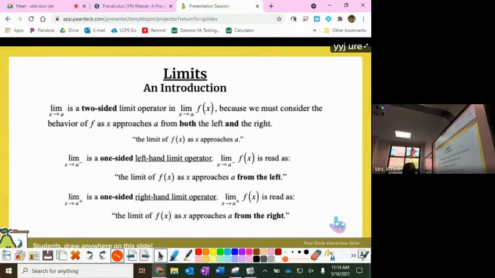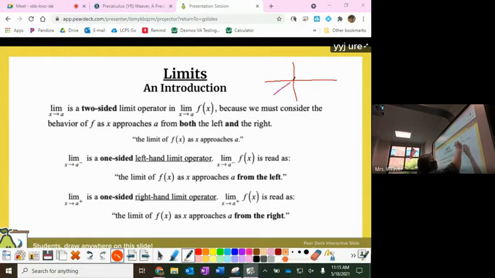So it says the limit as x approaches a is a two-sided limit operator. We read it as the limit of f of x as x approaches a, because we must consider the behavior of the function as x approaches a from both the left and the right side. It's hard in just words, so let's talk for a second about a picture.